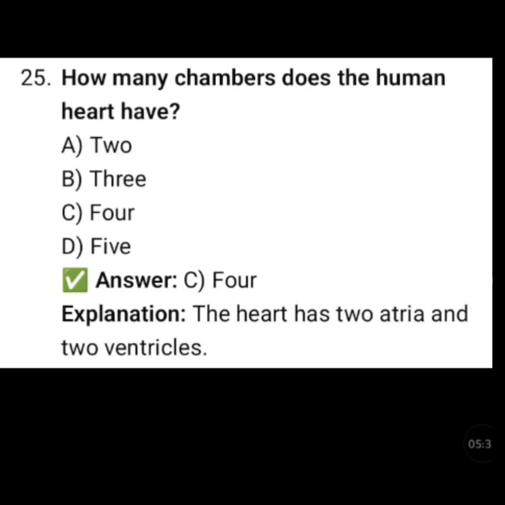How many chambers does the human heart have? 2, 3, 4, 5. The correct answer is option C, 4. The heart has 2 atria and 2 ventricles.